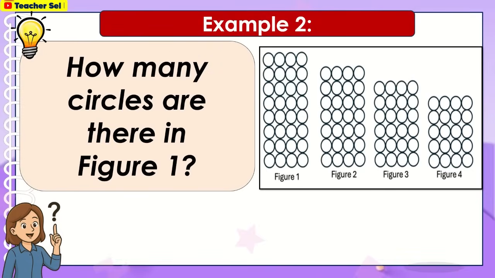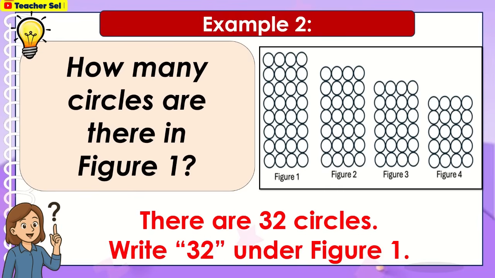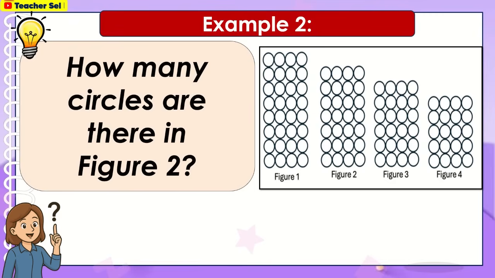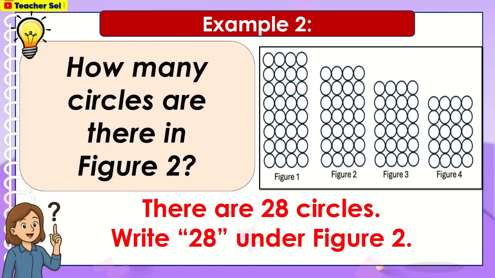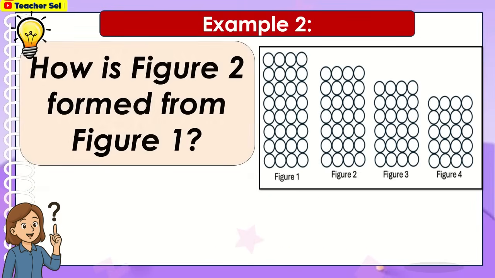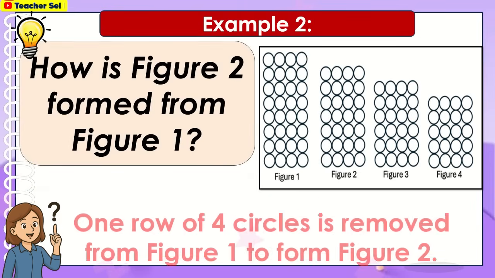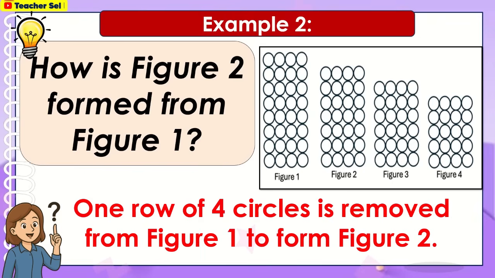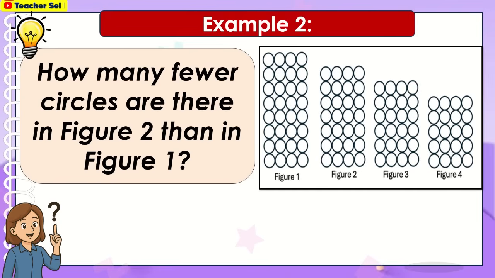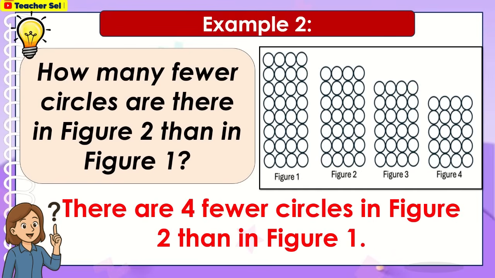Example 2. How many circles are there in figure 1? There are 32 circles. Write 32 under figure 1. How many circles are there in figure 2? There are 28 circles. Write 28 under figure 2. How is figure 2 formed from figure 1? One row of 4 circles is removed from figure 1 to form figure 2. How many fewer circles are there in figure 2 than in figure 1? There are 4 fewer circles in figure 2 than in figure 1.